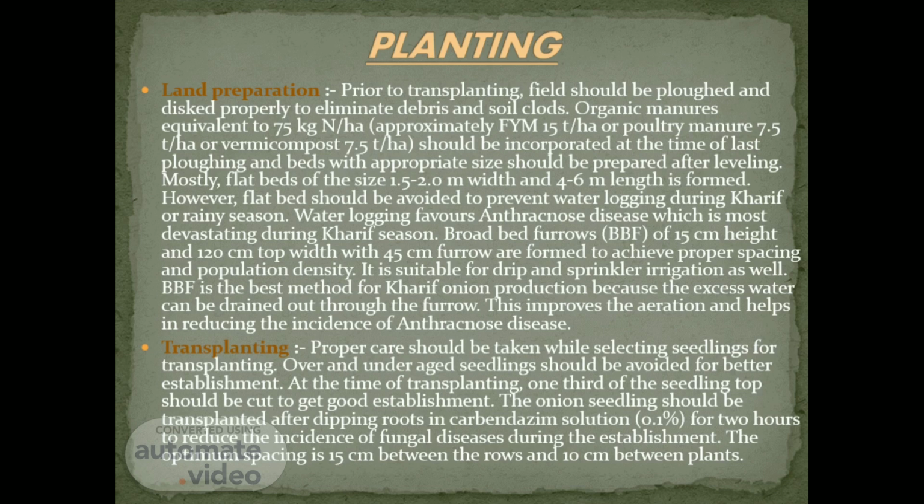Transplanting. Proper care should be taken while selecting seedlings for transplanting. Over and underage seedlings should be avoided for better establishment. At the time of transplanting, 1/3 of the seedling top should be cut to get good establishment. The onion seedling should be transplanted after dipping roots in carbendazim solution for 2 hours to reduce the incidence of fungal diseases during the establishment. The optimum spacing is 15 cm between the rows and 10 cm between the plants.